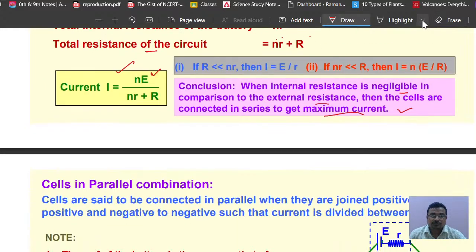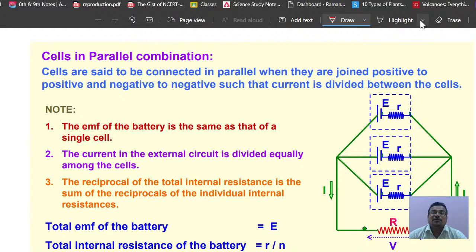So let's move ahead to another type of connection of cells. All the positive terminals of the cells are connected to one side, and all the negative terminals are connected to the other side. The cells have internal resistance and electromotive force. R is the external resistance. This is the voltage. So now, what do you mean by cells in parallel connection? How do we have to join the cells? We should say that they are in parallel.